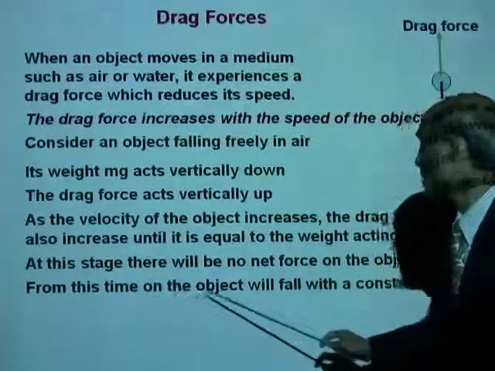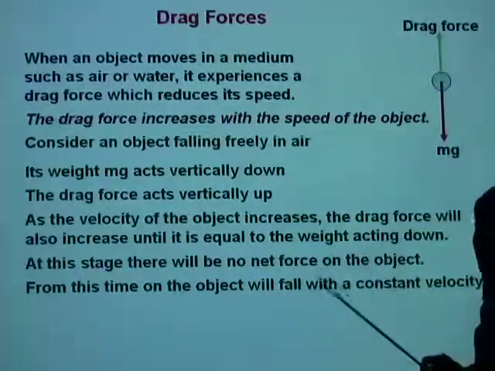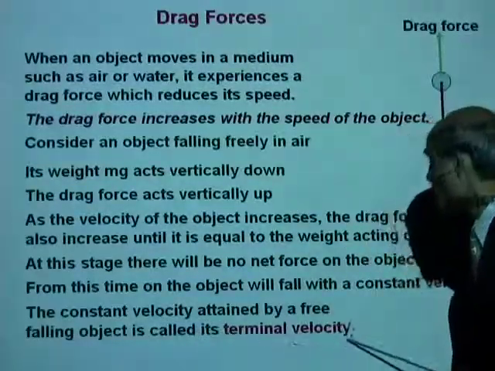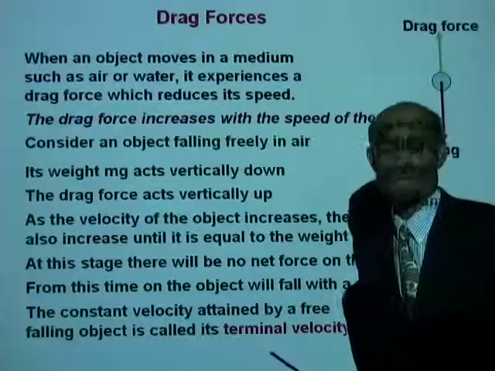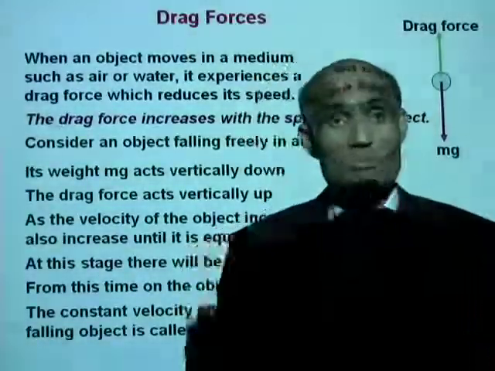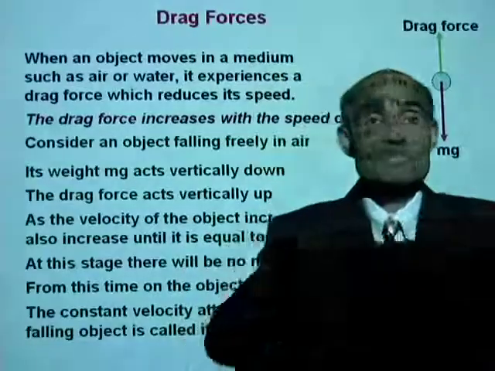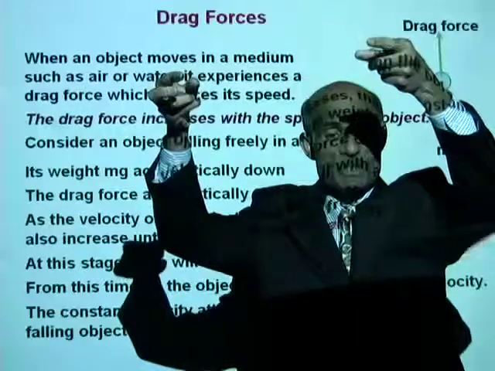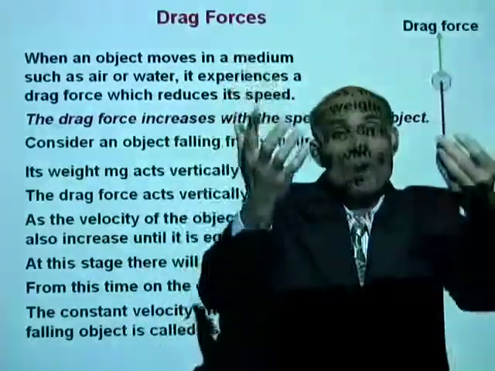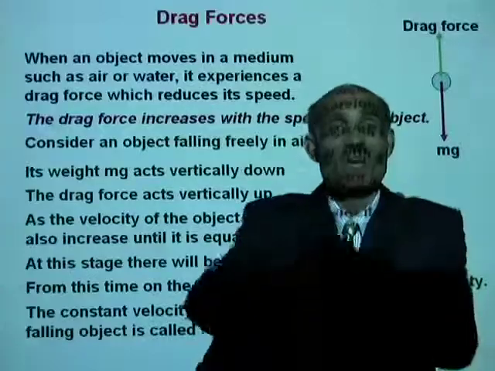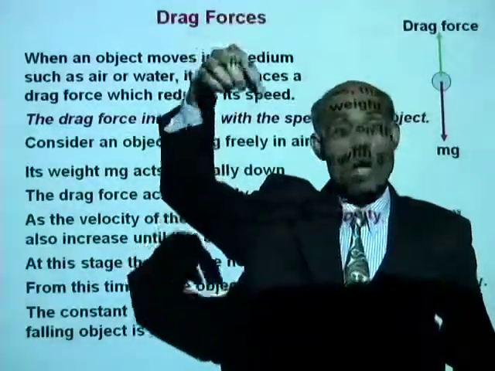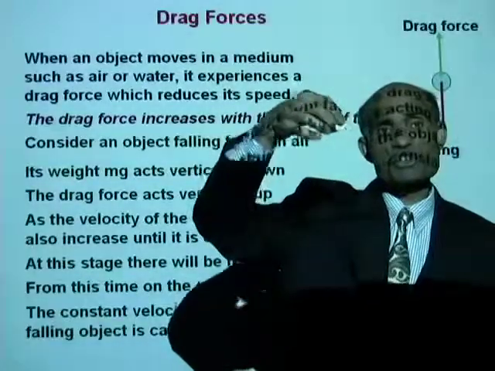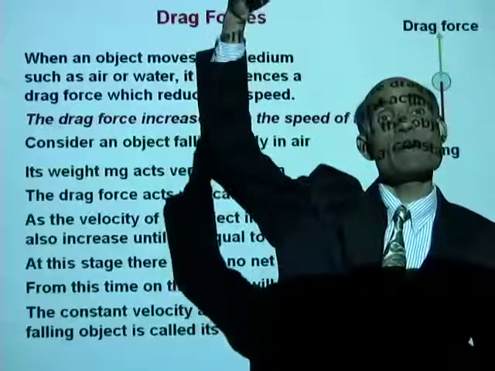Now, from this time on, the object will fall with a constant velocity, and this constant velocity is called the terminal velocity. Now, some objects, you see, this paper takes a very long time because the paper reaches the terminal velocity very fast. You can see it falls almost with the uniform speed, whereas the eraser takes a long time to reach the terminal speed. If you want this to reach the terminal speed, you need to drop it from a big height.